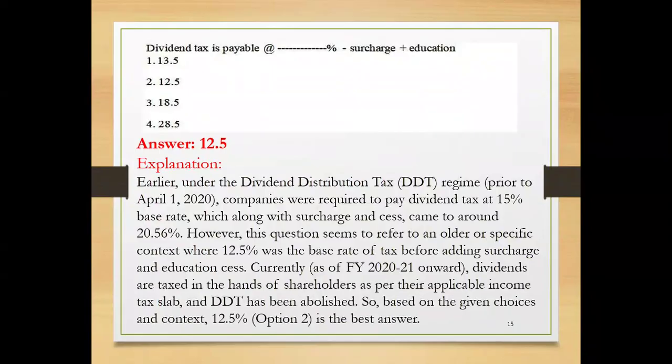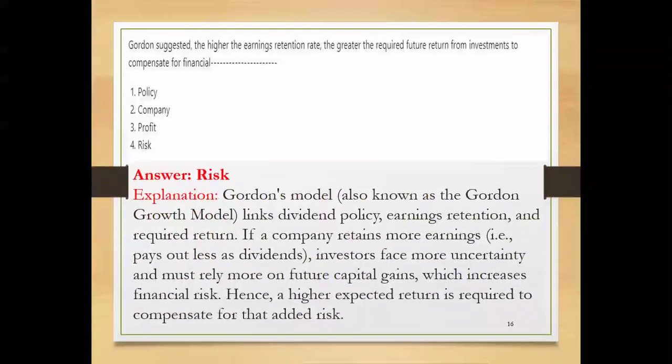Currently, from the financial year 2021 onwards, dividends are taxed in the hands of the shareholder as per their applicable income tax slab, 10, 20, 30, whatever. The DDT, dividend distribution tax, has been abolished now. So based on the given choices, in this context, 12.5% is the correct answer for this question.